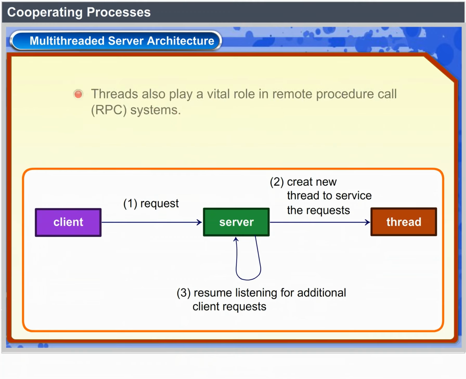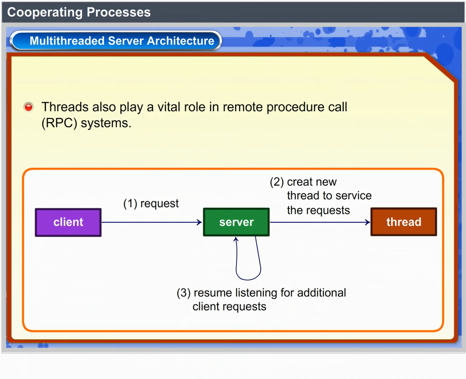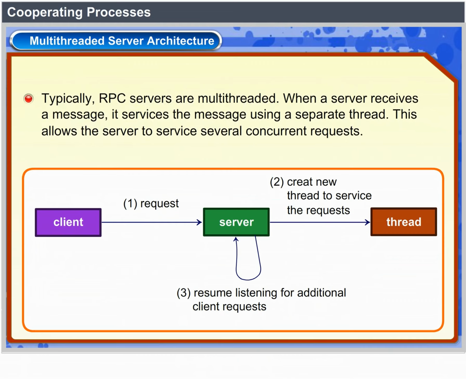Threads also play a vital role in remote procedure call (RPC) systems. Typically, RPC servers are multi-threaded. When a server receives a message, it services the message using a separate thread. This allows the server to service several concurrent requests.